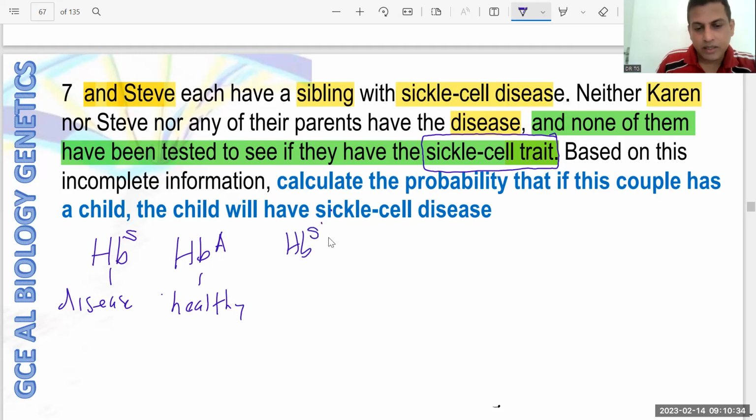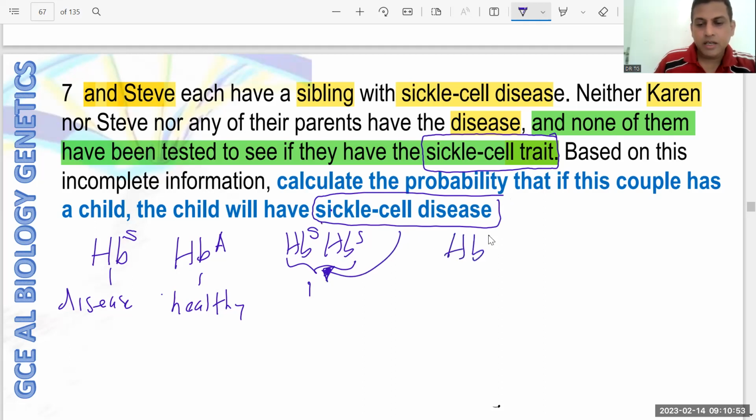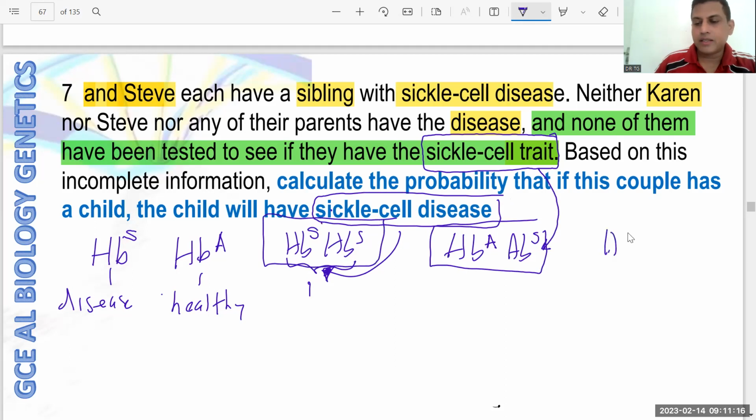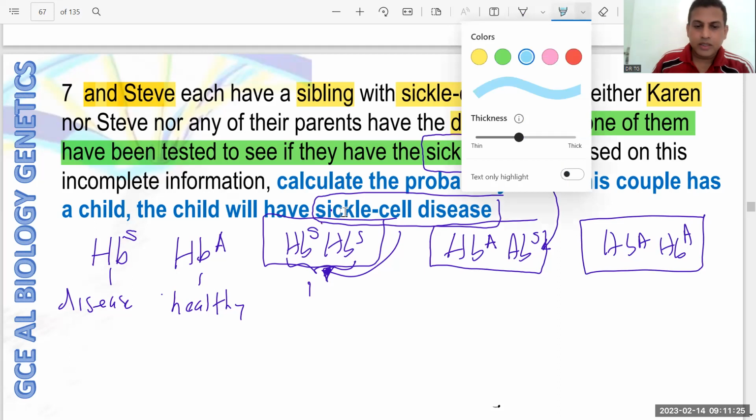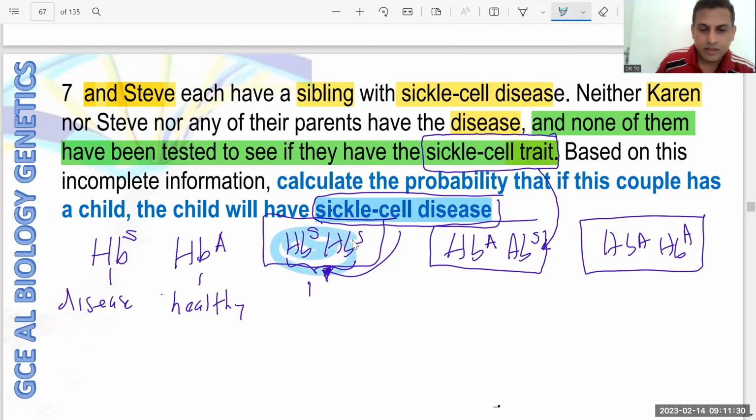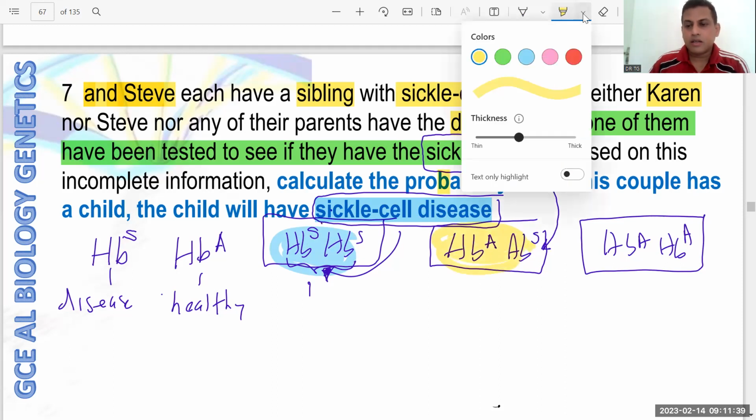Now, if it comes like this, the homozygous recessive form, they have sickle cell disease. Then the next combination is healthy and disease conditions. So this is heterozygous. This one is homozygous recessive, and heterozygous is sickle cell trait. And the next one is completely healthy. Sickle cell disease, sickle cell trait, and healthy.